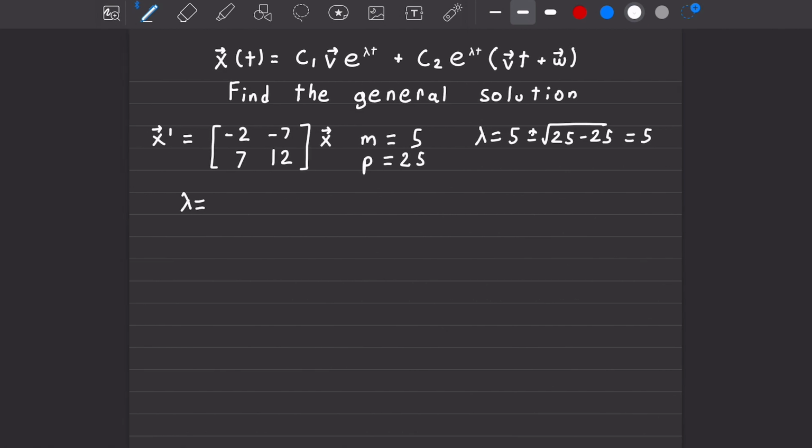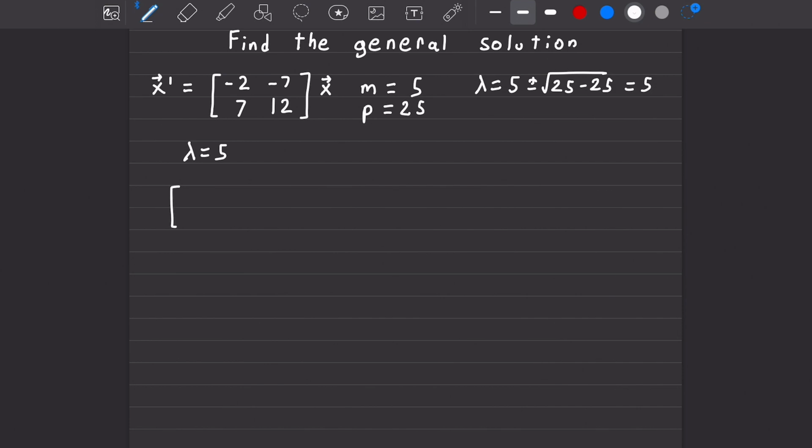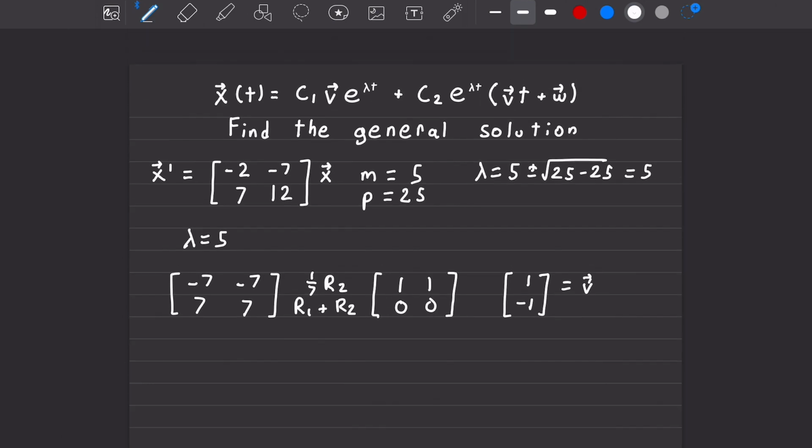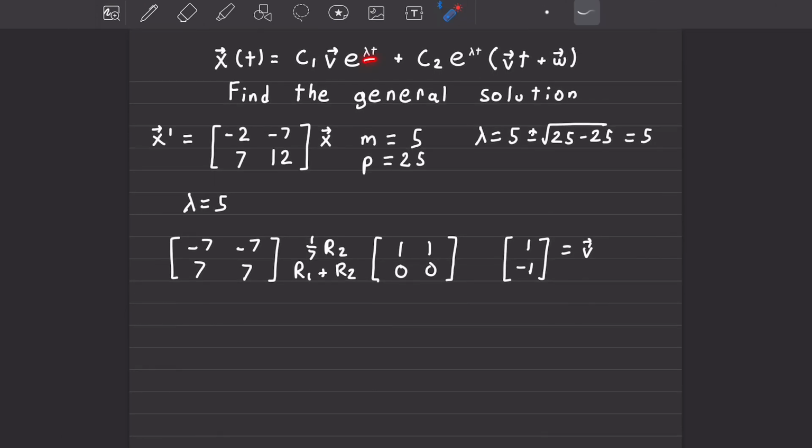Writing this over here, let me rewrite that lambda. When lambda is equal to 5, this is going to be the following matrix. Now we're just going to do our normal stuff, row reduce. I'm going to do 1/7 times row 2, and then row 1 plus row 2. We end up with something that looks like this, and from here I'm going to say it's 1, negative 1. That's going to be our v. So we're in a good spot. We've found our lambda, and we found our v.